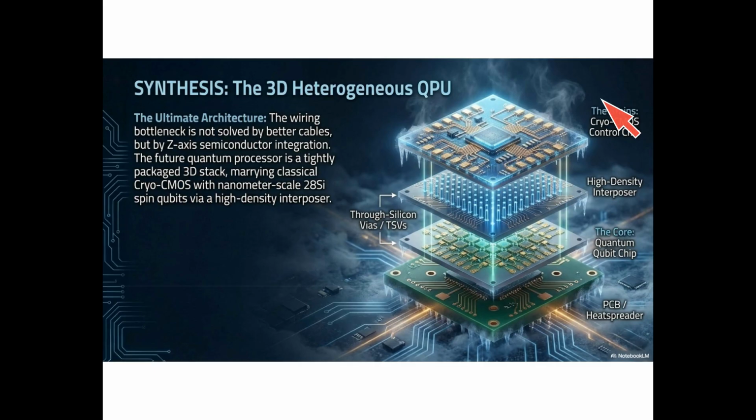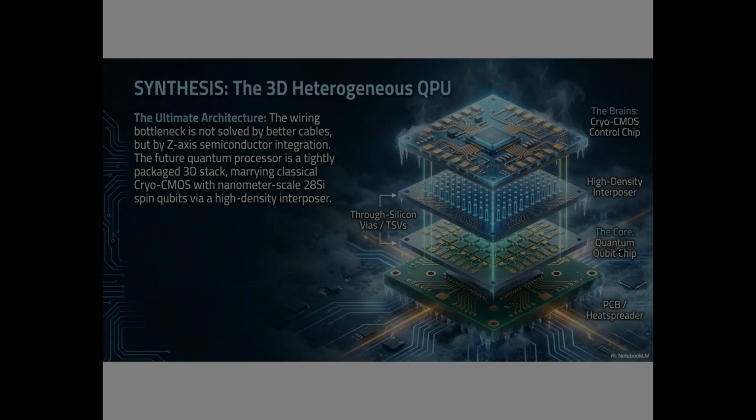Below it is the high-density interposer, a passive wiring substrate that routes thousands of signals between the control chip above and the qubit chip below with extreme density. This is the core, the quantum qubit chip. This layer contains the enriched silicon 28 quantum well, the nanometer scale gate arrays, and the SET readout sensors, all operating below 100 millikelvin.